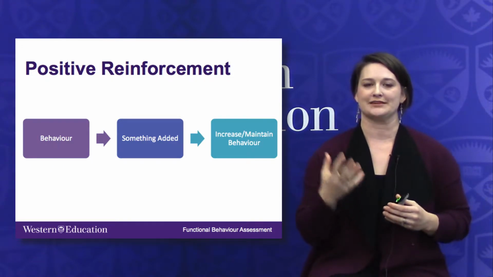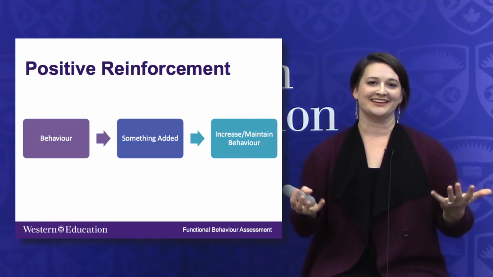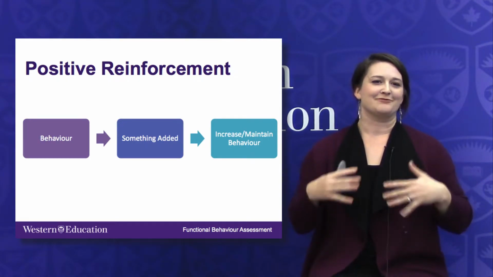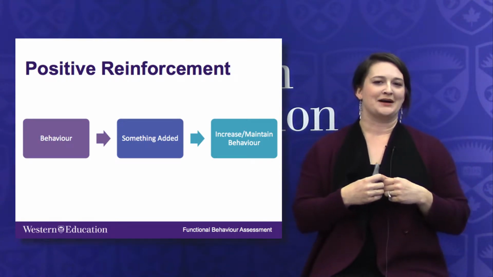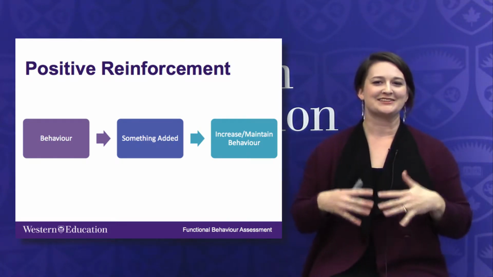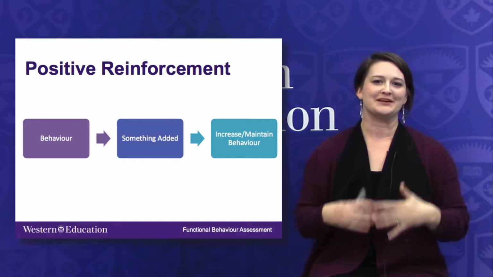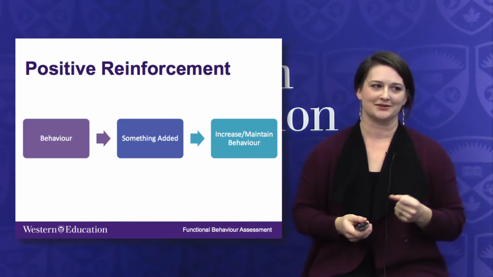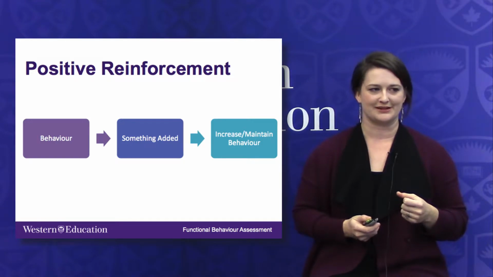So examples of this would be I'm crying at the checkout lane, I'm tantruming in front of the candy, Mom hands me a candy bar, and now I'm going to increase that behavior in the future because my tantrum got me access to that candy bar. That's what we call positive reinforcement.